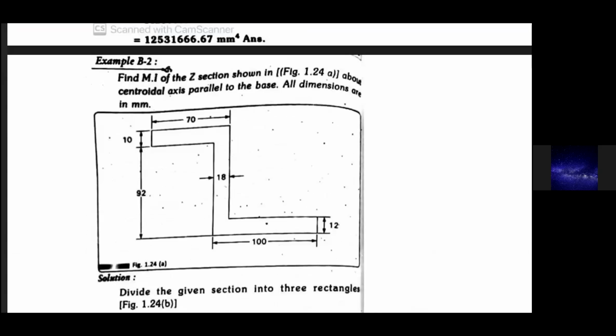Next, find the moment of inertia of the Z section shown in the figure, about the centroidal axis parallel to the base. All dimensions are in mm. Parallel to the base means x. So here is the Z section, and the dimensions are given. The bottom flange is 100 cross 12, the web is 18 thickness, and the horizontal top flange is 70 cross 10.